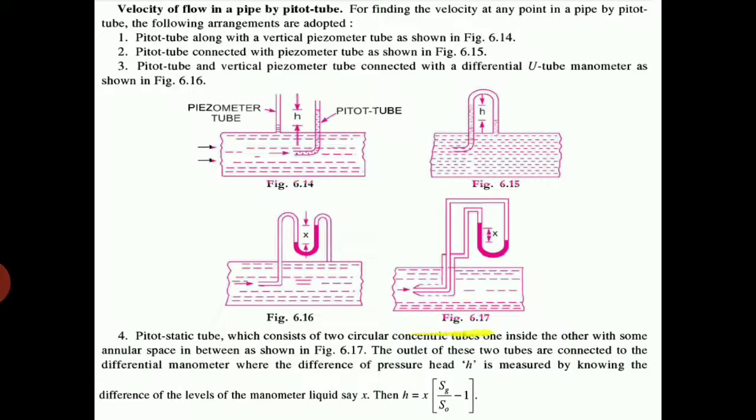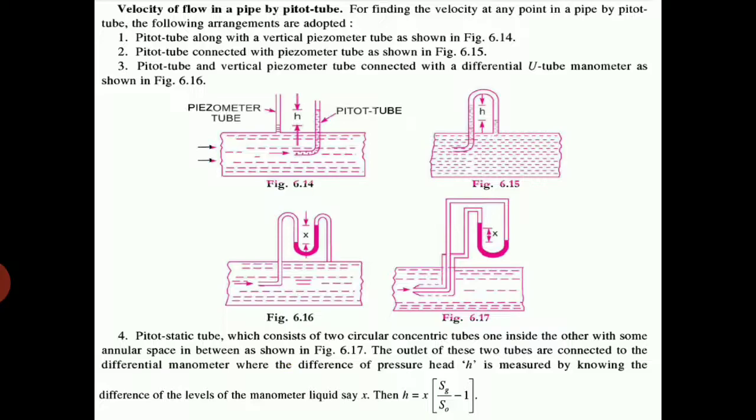Now in the last arrangement here we can see the Pitot static tube. Pitot static tube consists of two circular concentric tubes, one inside the other with some annular space in between them as shown in figure.